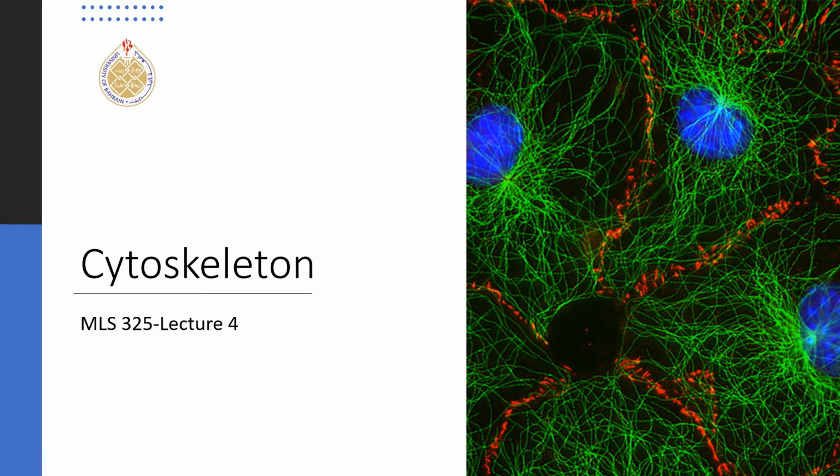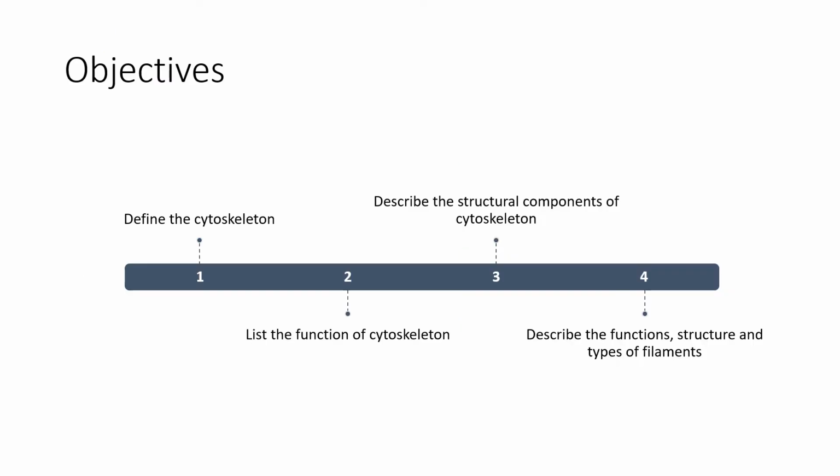What are the objectives for today? We will know the definition of the cytoskeleton. We will know the function of it, and we will describe the structural components of it, and then we will describe the structure and types of filaments and functions of each of these filaments or types.